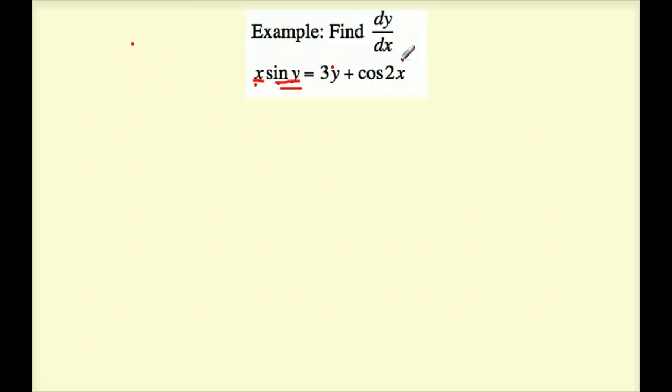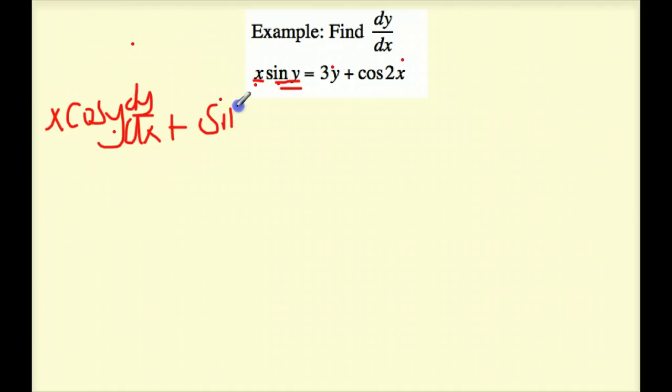On the left-hand side, I have the first term, which is x, times the derivative of the second, which is cosine of y. Since I took the derivative of a y, I need to multiply by dy/dx. Plus the second term, so since I'm just taking the normal second term, I say sine of y. And the derivative of x is 1, so I'm going to leave that alone.